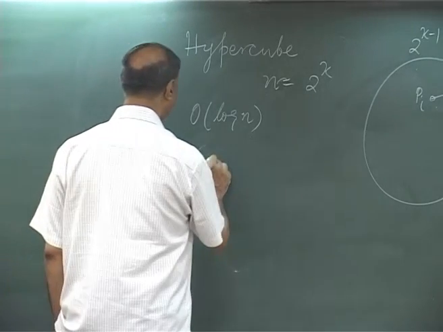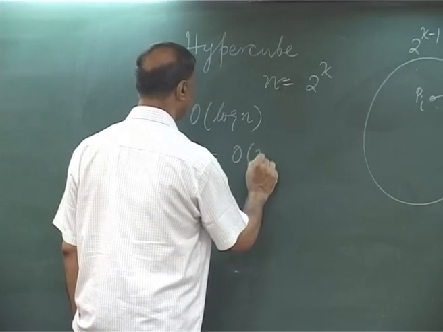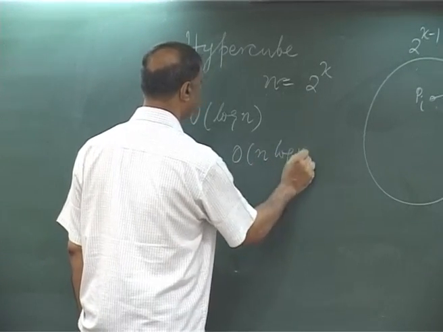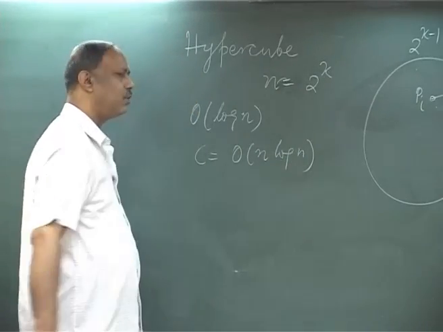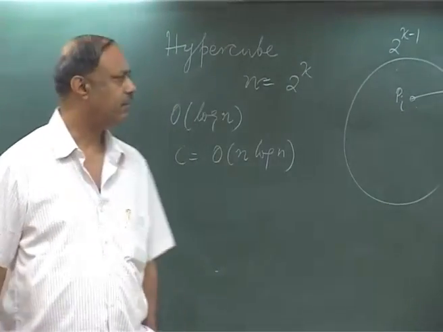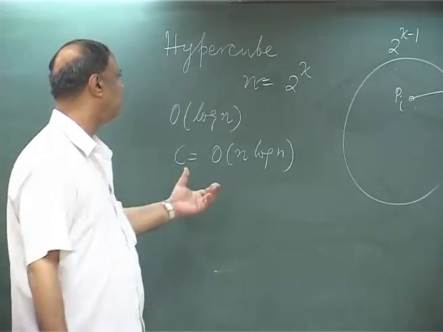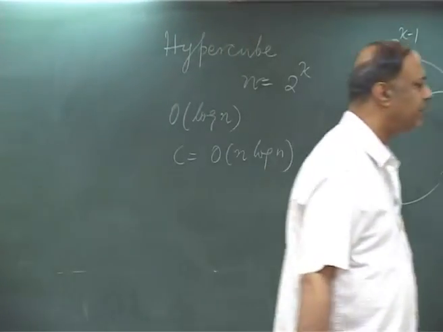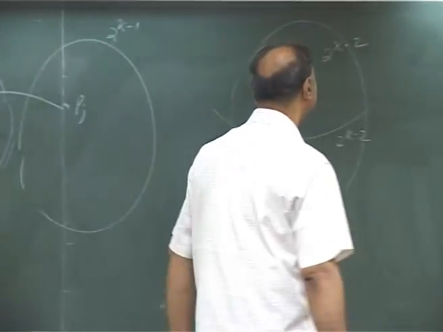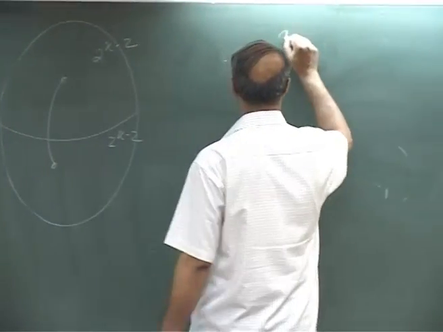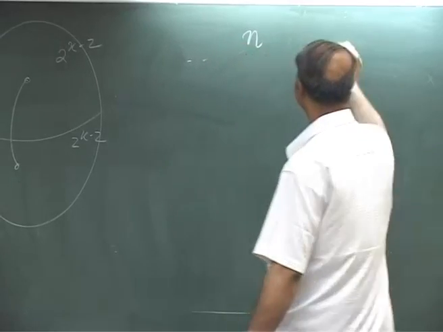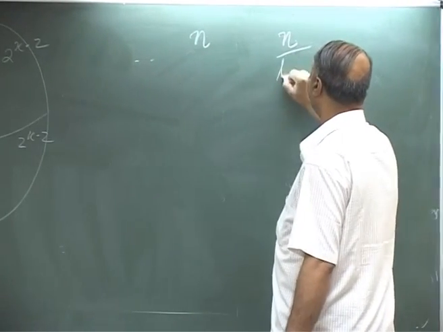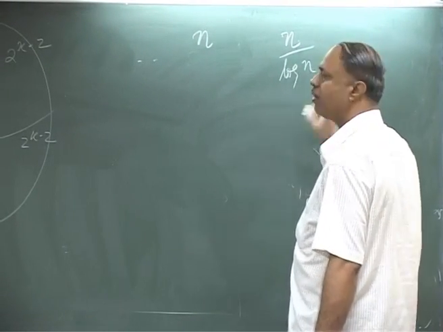Okay, but cost is becoming order n log n, because n processors and log n time, so cost is order n log n. Now, in order to find cost optimal algorithms, the idea is the same. Suppose you have n elements, you define your hypercube of size n by log n.